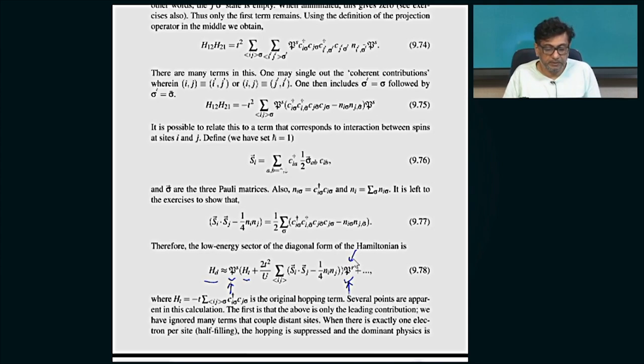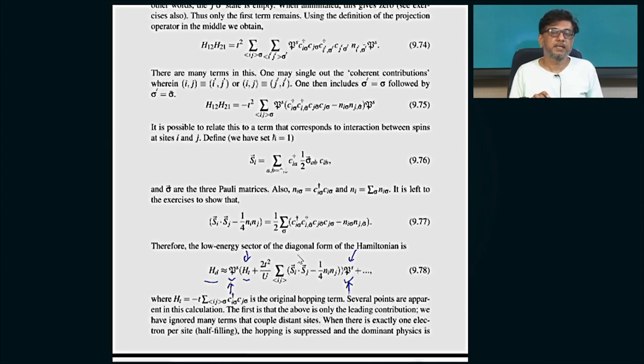So, what is H_T? H_T is your original hopping. Basically your effective Hamiltonian is as if there is hopping, but subject to the constraint that you cannot have double occupancy on any site, but then there is an additional correction. That would be strictly true for infinite U. If U is actually infinite, that will happen. So, the infinite U Hubbard model is the same as just hopping with double occupancy suppressed.